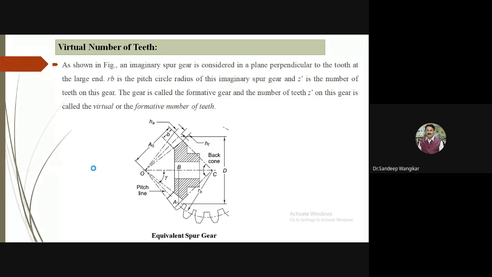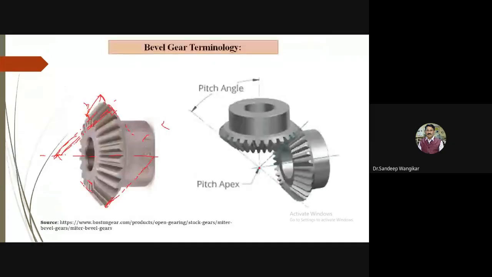Now, before proceeding further, let me show you one more thing. If you see the teeth and the dimensions, here I will say this is the smaller end, and here you see the teeth.